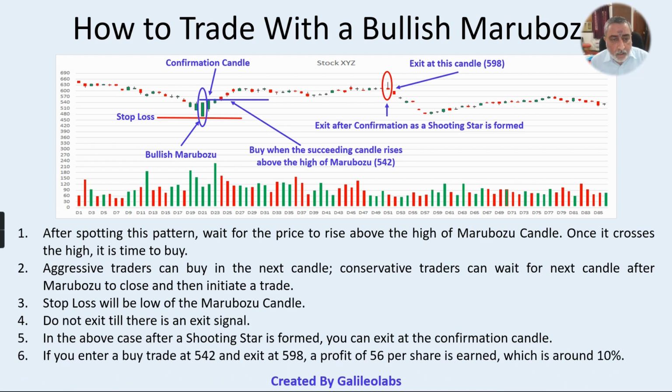Now if we enter a buy trade at 542 and exit at 598, we will be able to make a profit of 56 per share, which is around 10%. So that was all about Bullish Marubozu. Thank you so much.